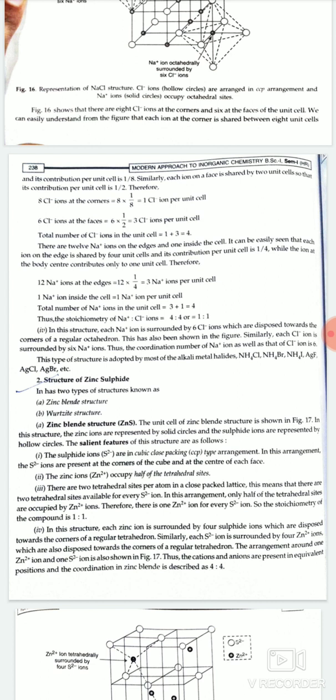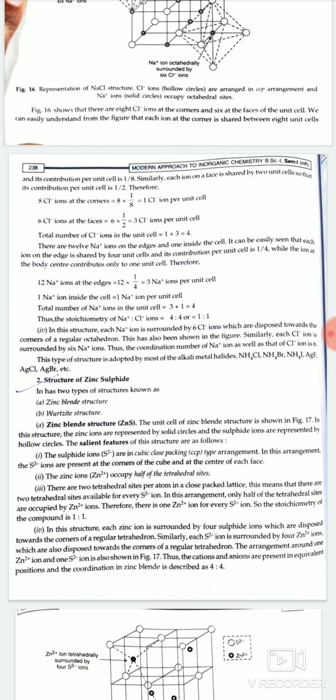There are 12 Na+ ions on the edges and 1 inside the cell. It can be easily seen that each ion on the edge is shared by 4 unit cells and its contribution per unit cell is 1 by 4, while the ion at the body center contributes only to 1 unit cell.